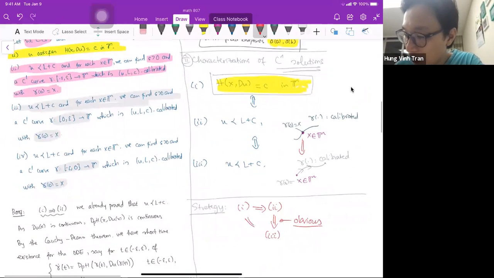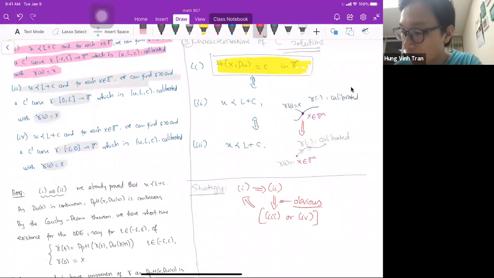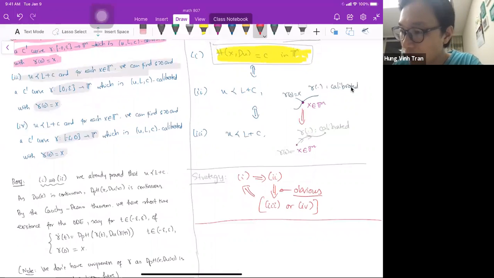And then we're gonna prove that this one implies 3i or 4i. One of the two, it's fine, you can use one of the two, and then we're gonna go from 3i or 4i back to 1i. Okay, so that's the strategy. When we are doing that, I'm also gonna give you comments about things. So first thing first, let's look at the proof.